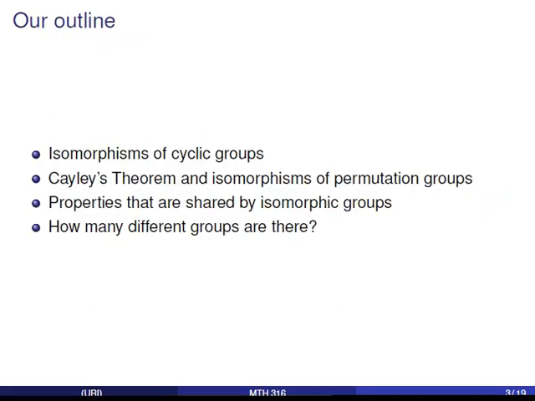Our outline will be as follows. We'll first talk about cyclic groups and what we can say about isomorphisms between them. We'll then talk about Cayley's theorem and what that means. It's a way of connecting every group to a permutation group. We'll then look specifically at properties that have to be shared between groups that are isomorphic, and we'll end with the question of how many different groups there are of a given size.